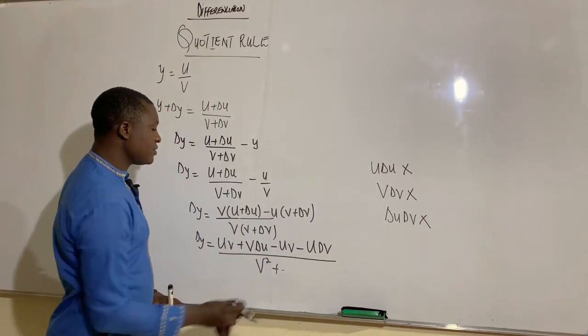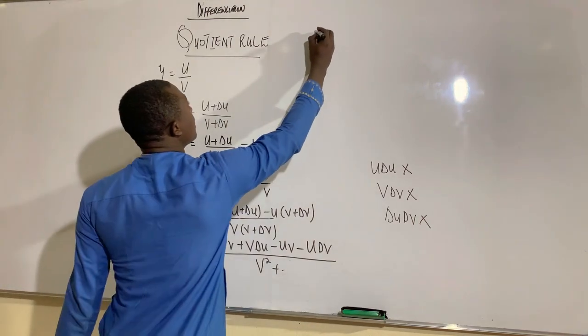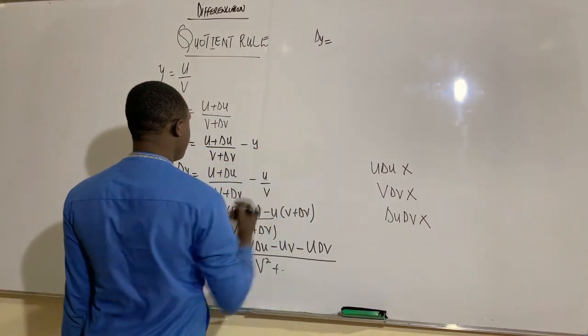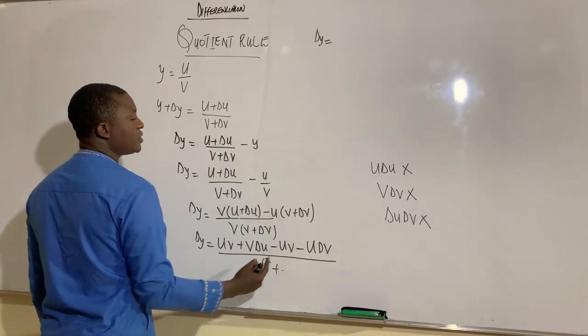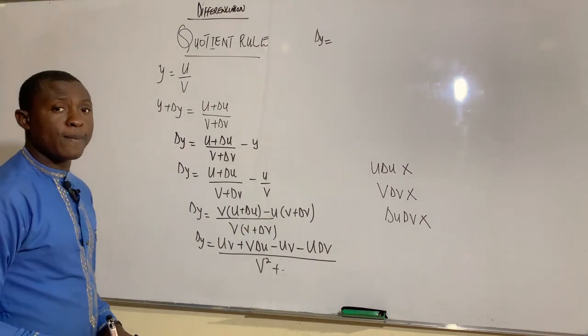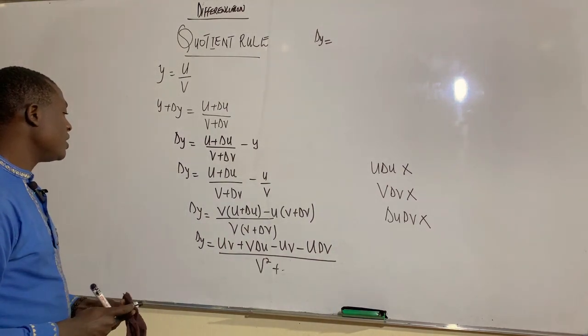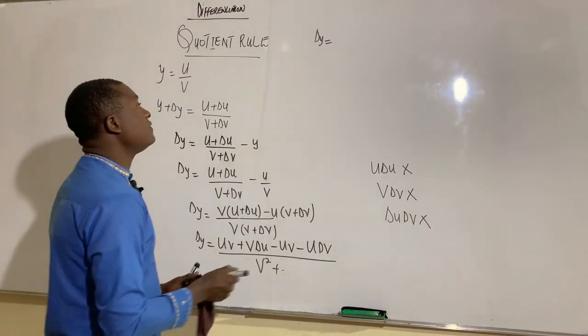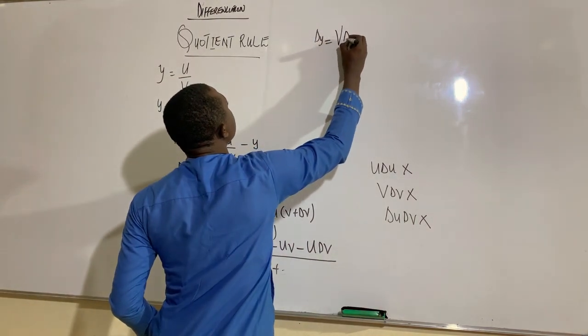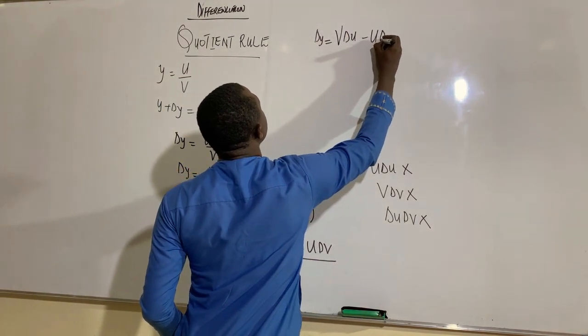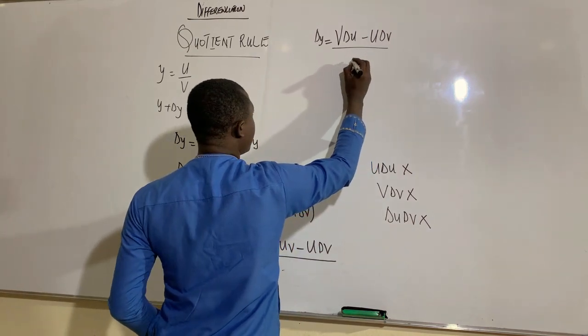And we have this. So now here you can have change in y is equal to uv minus uv. What are we going to have there? Yeah, we're going to have 0. So if I have 0 there, what do we have left? What we have left now is v du minus u dv all divided by v squared.